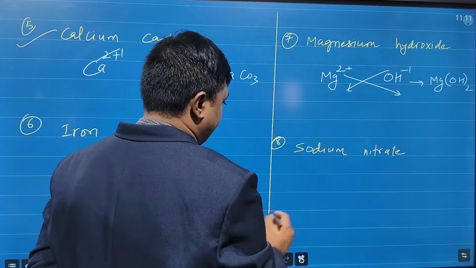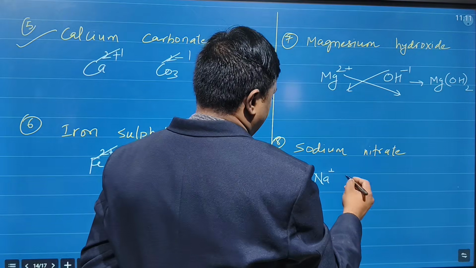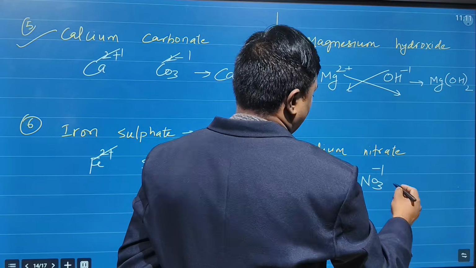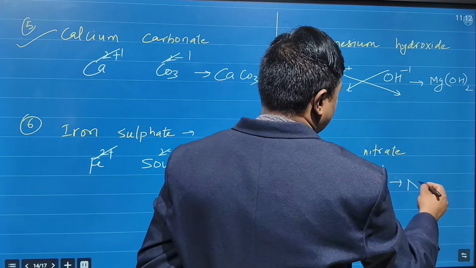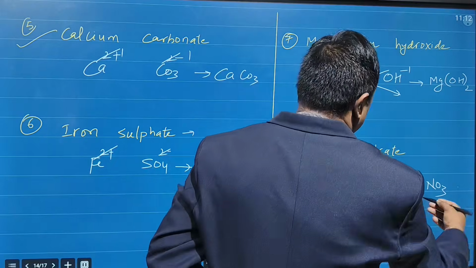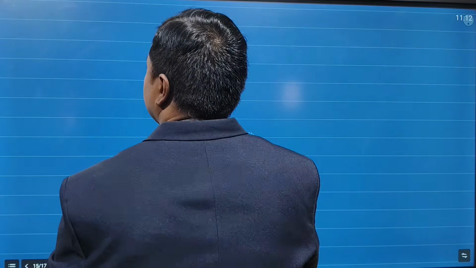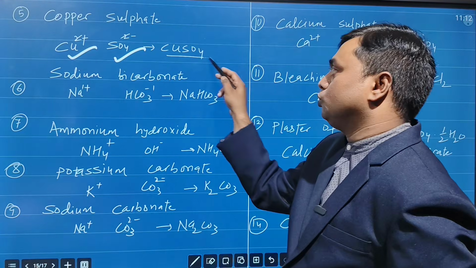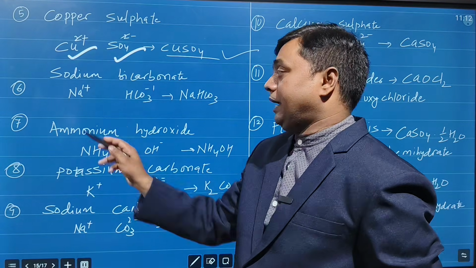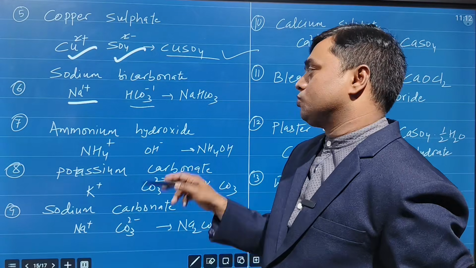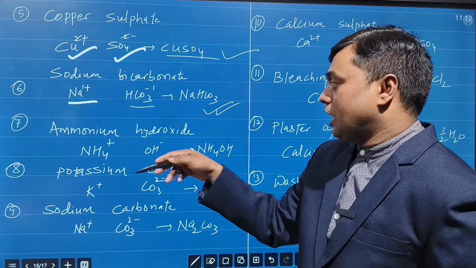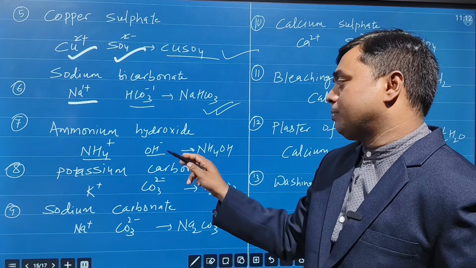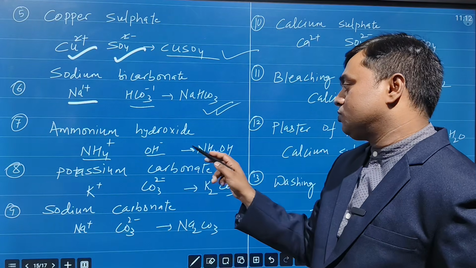Okay, let's talk about sodium nitrate. Na+ and NO3-. Now yes or no? So Na NO3, 1 plus, 1 minus. So NaNO3 is the sodium nitrate. Similarly, we can see copper sulfate Cu2+ SO4 2-, so CuSO4. Sodium bicarbonate Na+ and bicarbonate HCO3-, so NaHCO3. Ammonium hydroxide, ammonium NH4+ hydroxide OH-, so we can write NH4OH. One generally we are not writing.